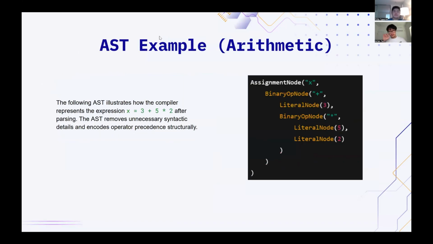And this is our arithmetic example of the AST. The following AST illustrates how the compiler represents the expression x is equal to 3 plus 5 times 2. After parsing, the AST removes unnecessary syntactic details and encodes operator precedence structurally.